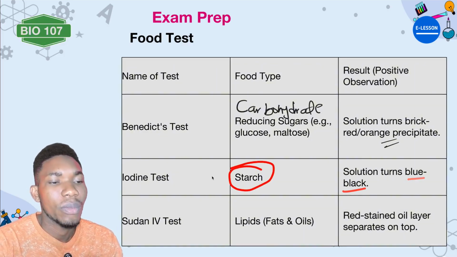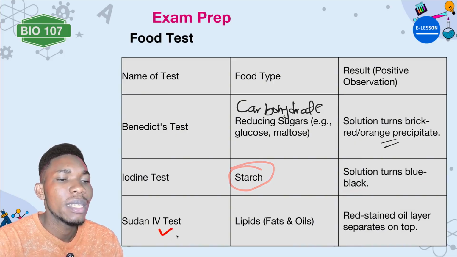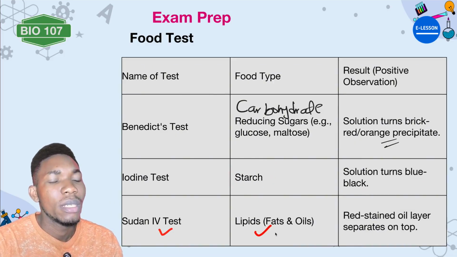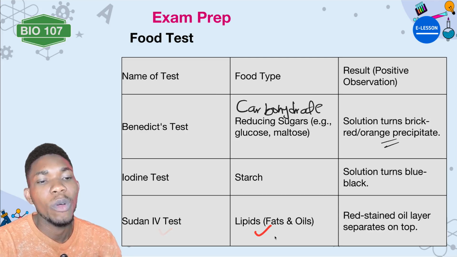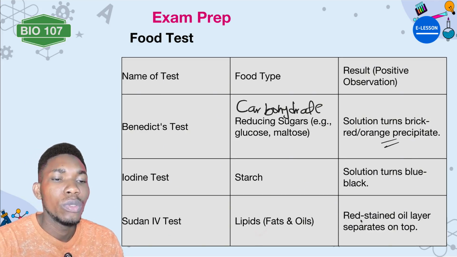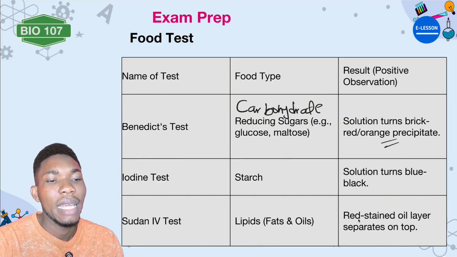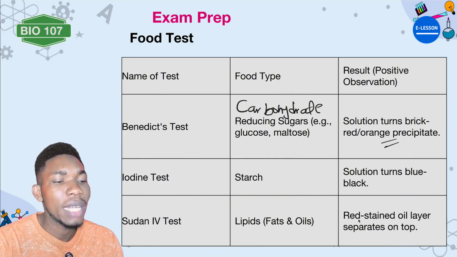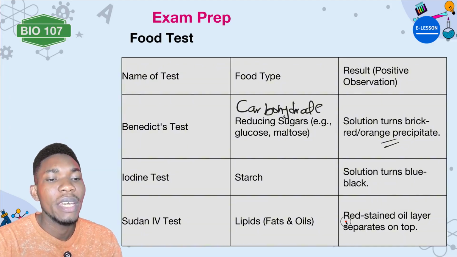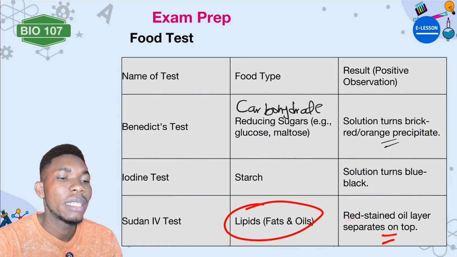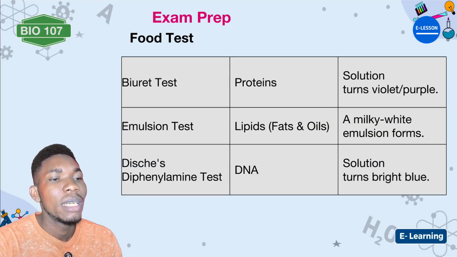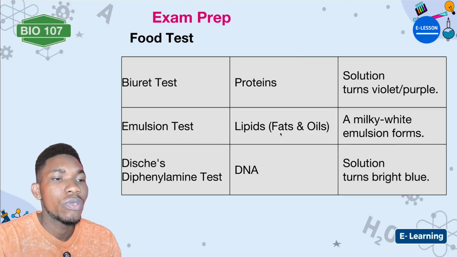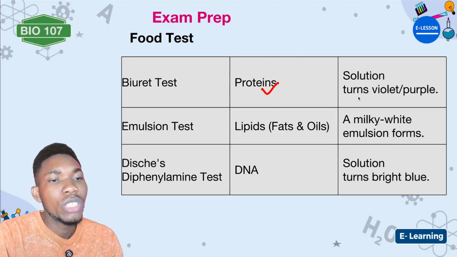Present in that substance. Then Sudan 4 test is used to test for lipid. Sudan 4 test is used to test for what, my dear student? Lipid. Then the results you are going to see, if you put a particular substance and then after putting the Sudan 4 reagent, you have a red stain oil layer which separates at the top. You know that what is present there is what? Lipid. Is that okay? Then biuret test is used to test for proteins, which turns solution violet purple.